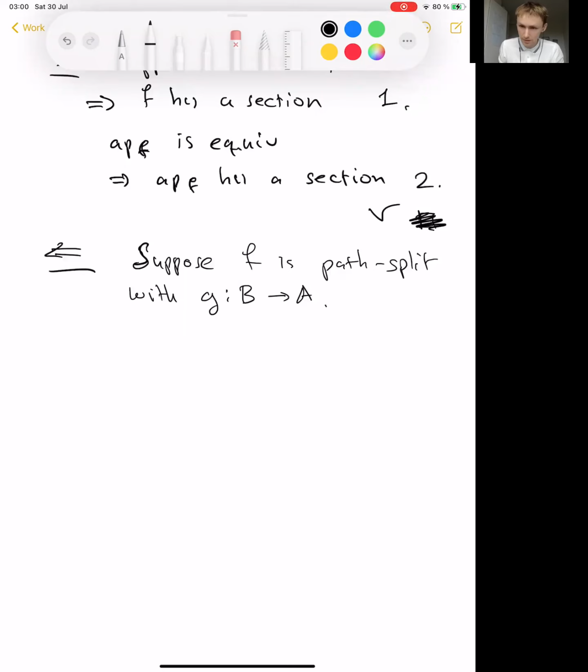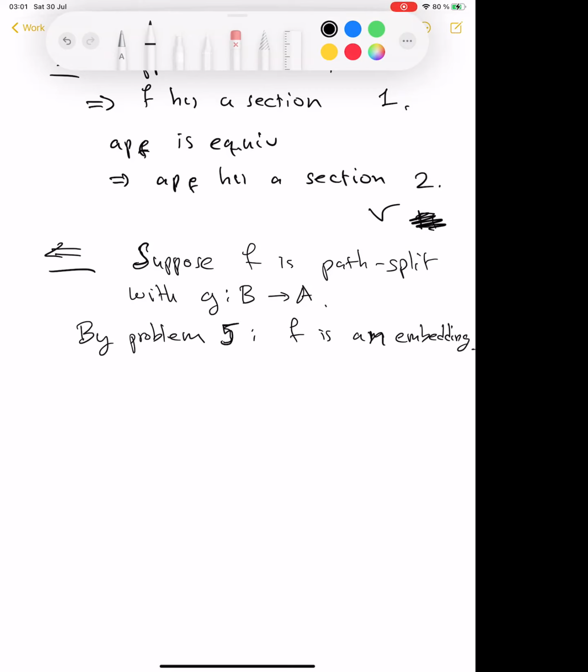So f is a function, it has a section. Now, I should have done problem 5 now, but by problem 5, which we didn't do, you can look it up later, we have that f is an embedding. If f is path split, then it is an embedding. Yeah, I think it's weaker. So if f has a section, it has an embedding.